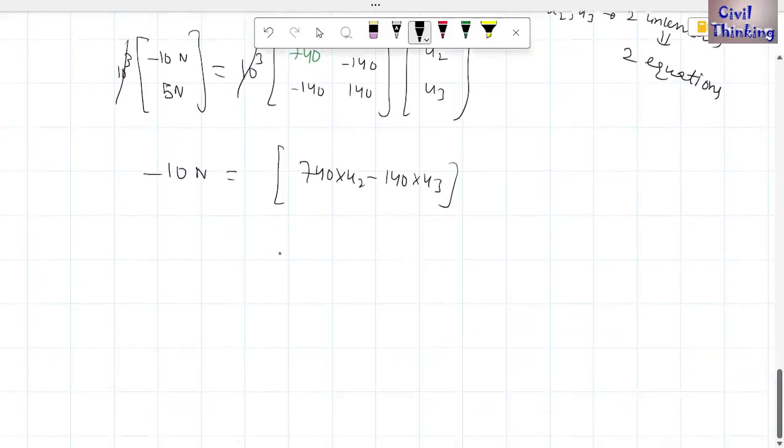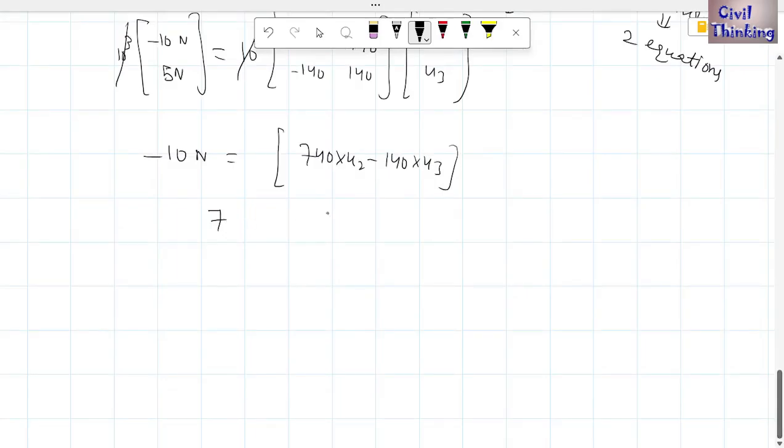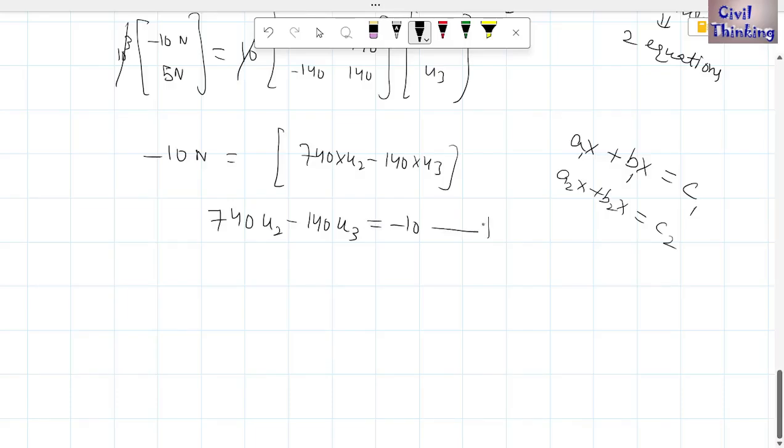So let me put it in standard form. a1x plus b1y equal to c1, then we have a2x plus b2y equal to c2. Okay, we will put them in this standard form. So let us say u2 is x and u3 is y. So 740 u2 minus 140 u3 is equal to minus 10. Okay, this is our first equation.